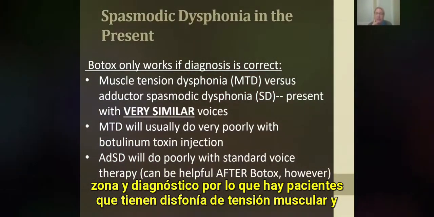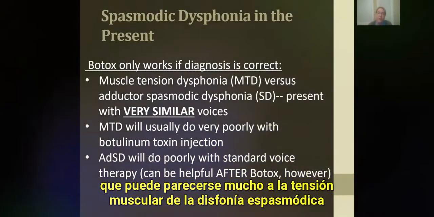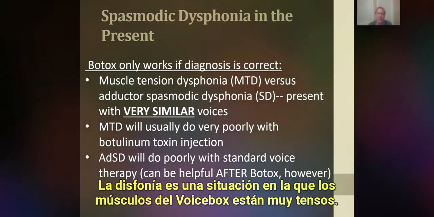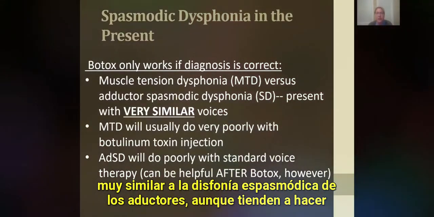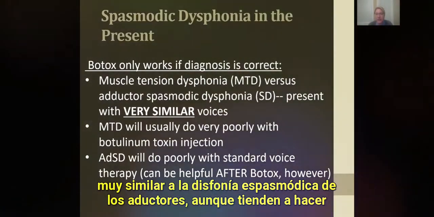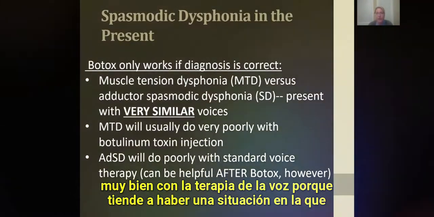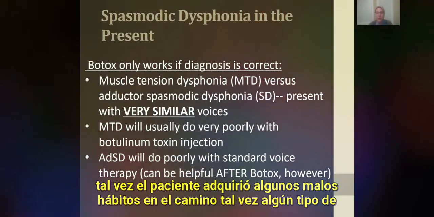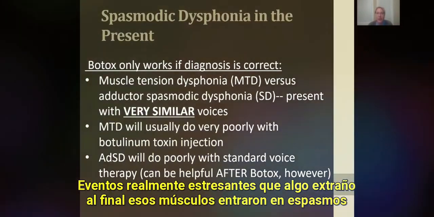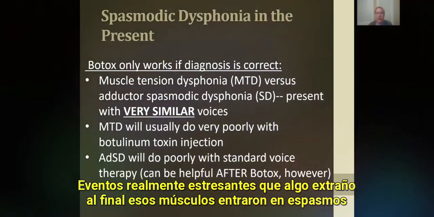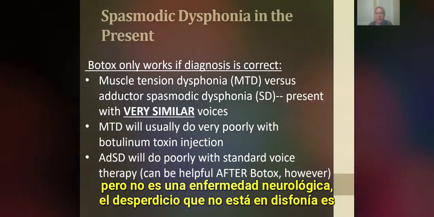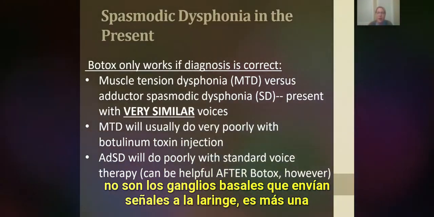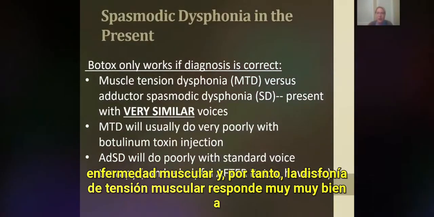So there are patients who have muscle tension dysphonia, and that can look very, very similar to spasmodic dysphonia. Muscle tension dysphonia is a situation where the muscles of the voice box are very tight, very similar to adductor spasmodic dysphonia. Although they tend to do very well with voice therapy, because theirs tends to be a situation where maybe the patient picked up some bad habits along the way, maybe some kind of real stressful event set something off, and those muscles went into spasm. But it's not a neurologic disease the way spasmodic dysphonia is. It's not the basal ganglia sending signals to the voice box. It is more of a muscular disease.